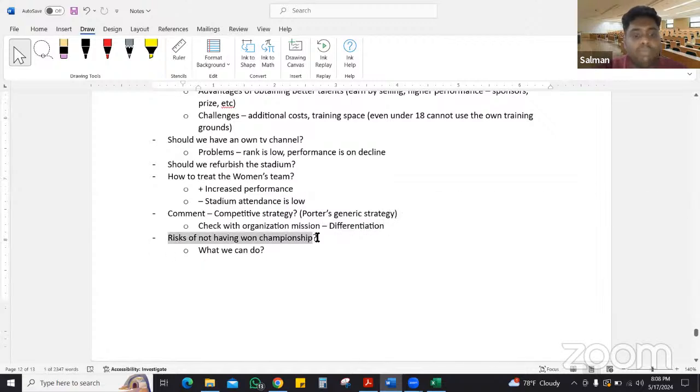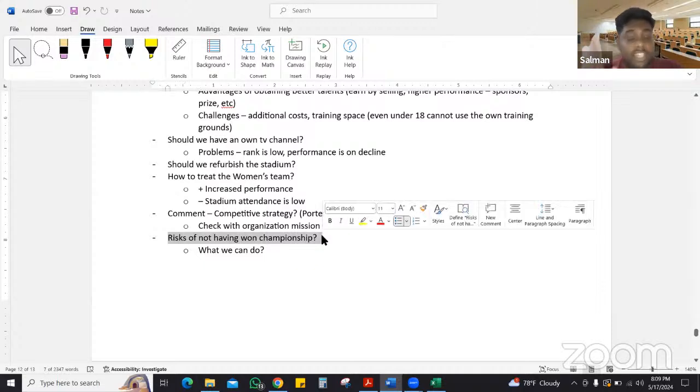Risks of not having won a championship. We know what the risks of not having won a championship are. Reputation decline, and financially, sponsors are declining. As of now, we don't have a lead sponsor. Sponsors might move to other clubs. Fans might dislike our club. We will not be able to attract famous players.